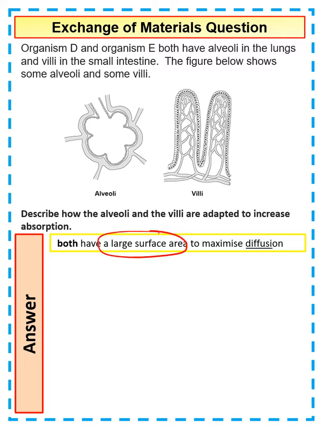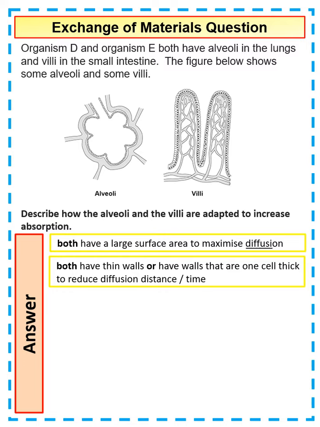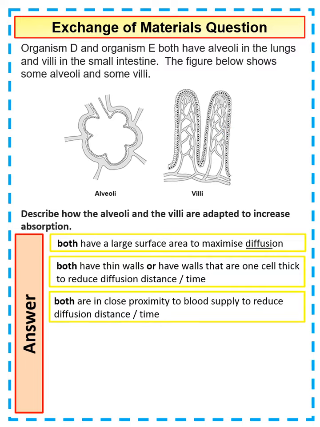You must use that phrase diffusion. That's really important. Both of them have relatively thin walls because they're only 1 cell thick. So there is a short diffusion distance, which increases the rate of diffusion. Both of them have a close proximity to a blood supply. We can see the blood supply in the villi is there, and the blood supply in the alveoli is there. Because of the close proximity to a blood supply, that will increase the rate of diffusion.